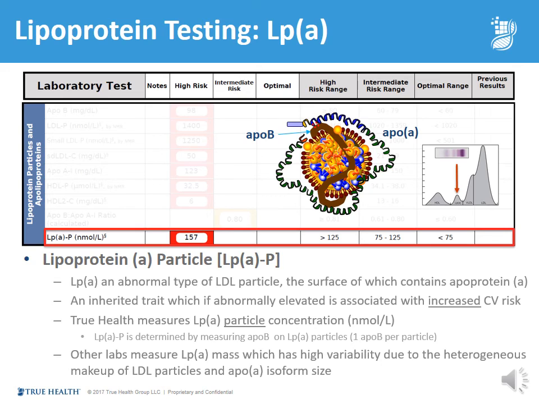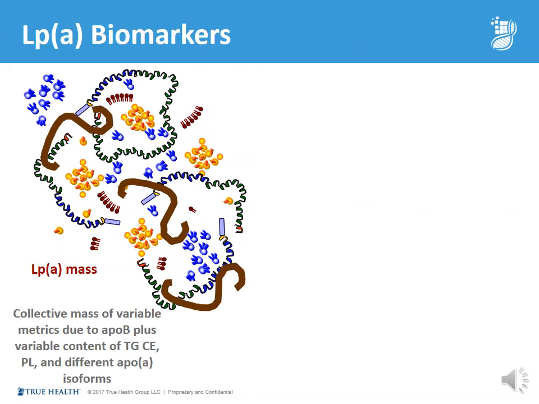Other labs measure mass, which is basically weighing everything that's in an Lp(a) particle, including apolipoprotein A, but way beyond that. And here you go. There are the components that are measured when one orders an Lp(a) mass test. It is the collective molecular weight of all of the blue triglyceride molecules, dark brown curve apolipoprotein B molecules, yellow with a red tail cholesterol ester molecules, the little brown dots with two legs, phospholipid concentrations, and of course the different types of ApoA isoforms that might be present, big and small.